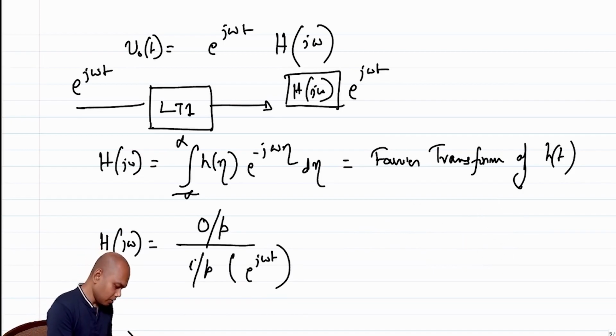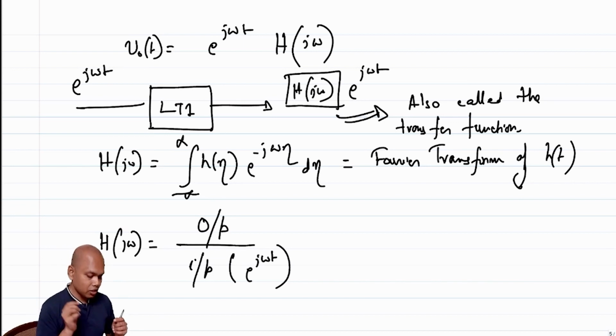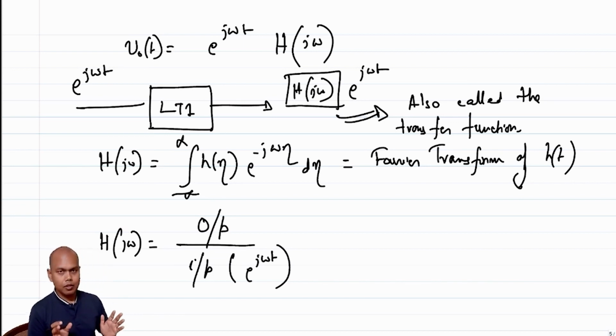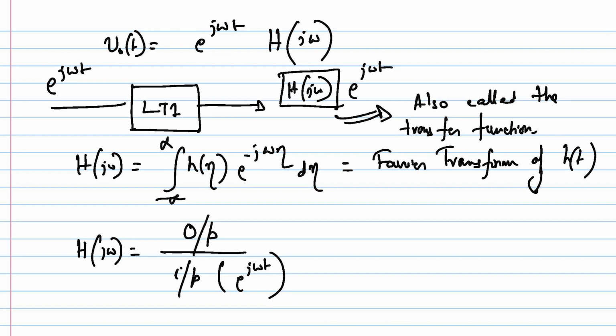So h of j omega is also called the transfer function of the system. But you should always keep in mind it is not the response of the system when a cosine omega t is an input or a sine omega t is an input, right? It is related to that. The next thing for us is to show how it is related. But note that it is not the same as the response when the input is cosine omega t or sine omega t. The transfer function of the system is basically the output that is scaled when the input is a complex exponential.